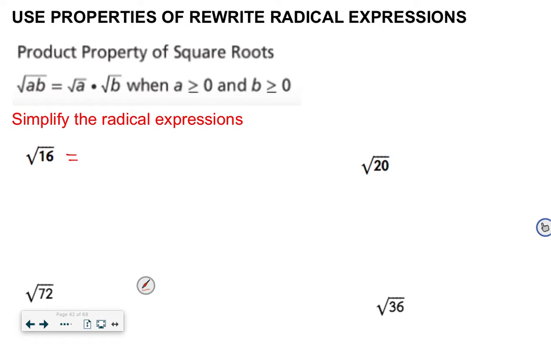Radical 16 is a perfect square. That's why you can simplify it as 4 squared. Take the radical, which is equal to 4.